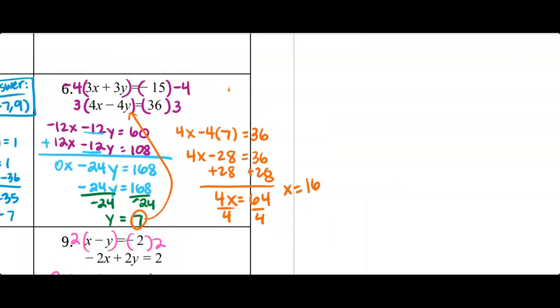That leaves my final answer as 16, 7. So make sure that you are extra careful to watch your signs and make sure they are indeed an opposite pair before you cancel them out.